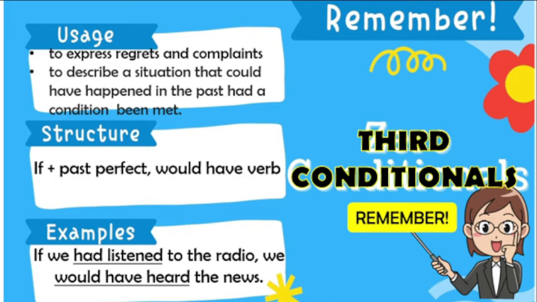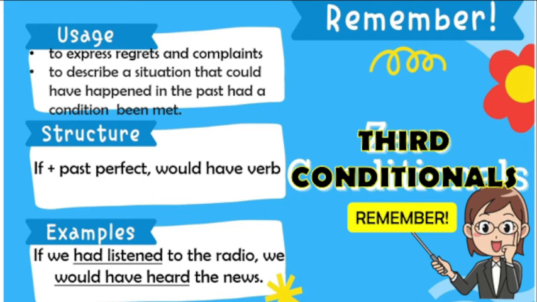If clause, if we had listened to the radio. This is the condition. Result clause, we would have heard the news. Our verbs here are had listened and would have heard. Had listened is in past perfect. Would have heard, okay? Would have plus yung verb.